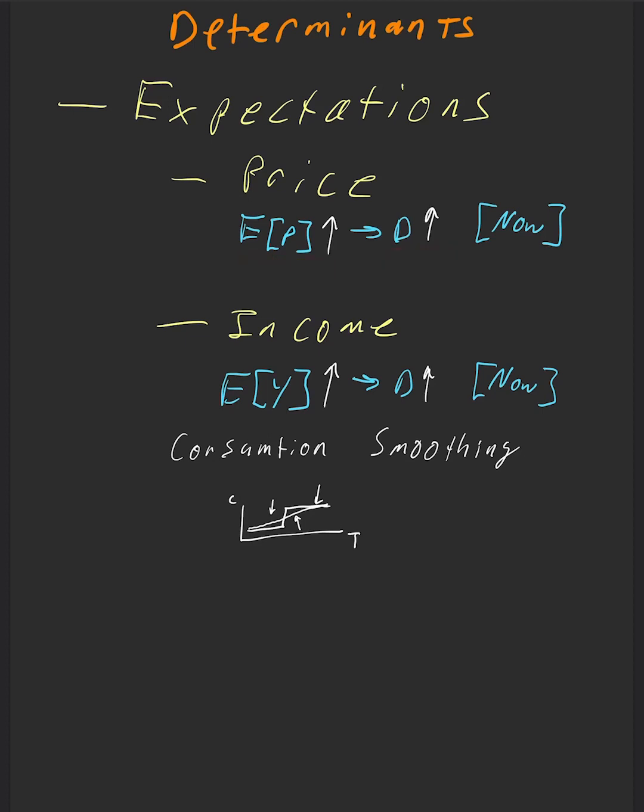Of course, this works the other way as well. If we think the price is going to go down, then we wait to buy it, which means the demand that we have for the product now will end up falling. And this would be like we're waiting for something that we care about to go on sale. The similar relationship with income. If you think your income is going to go up in the future, you might consume more now.